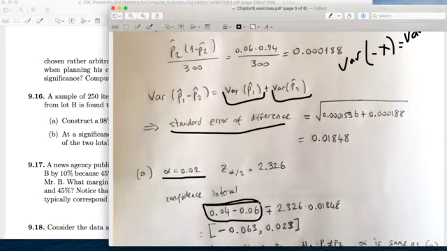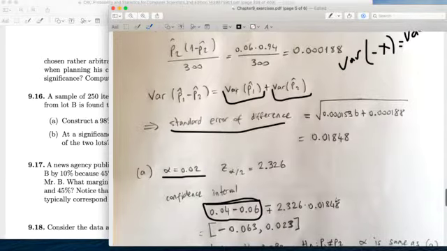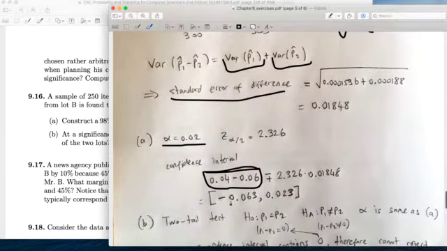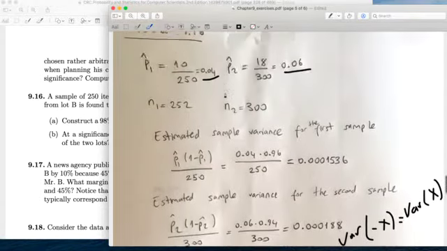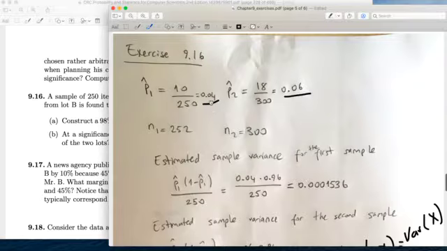So this is minus 0.02, as you can see. I need to go plus and minus this many standard errors to the left and to the right of that value, and it becomes minus 0.06 to plus 0.03. As you can see, although the difference between them is negative, lot A seems to have a lower proportion. As you can see, this is 0.04, this is 0.06.